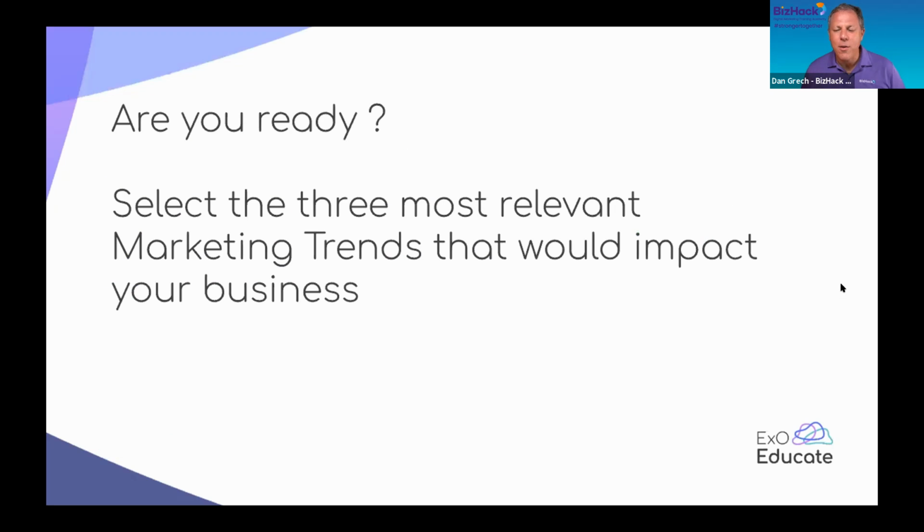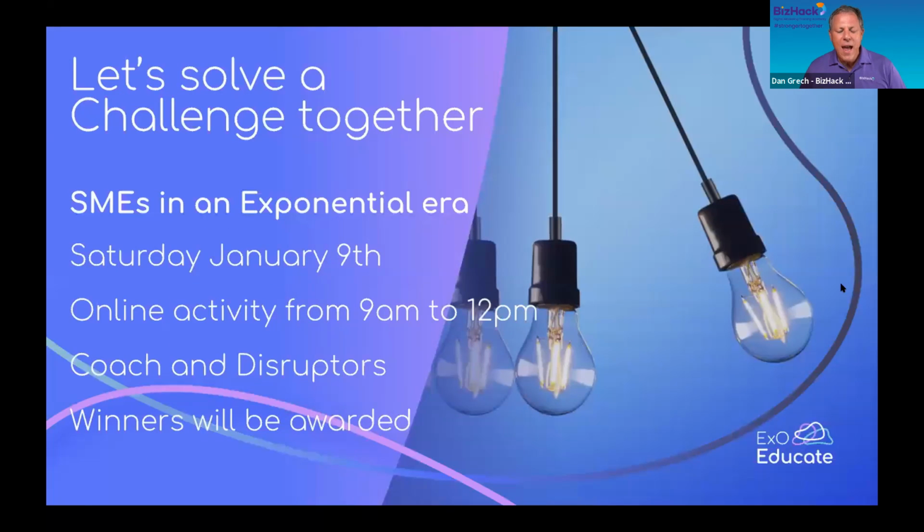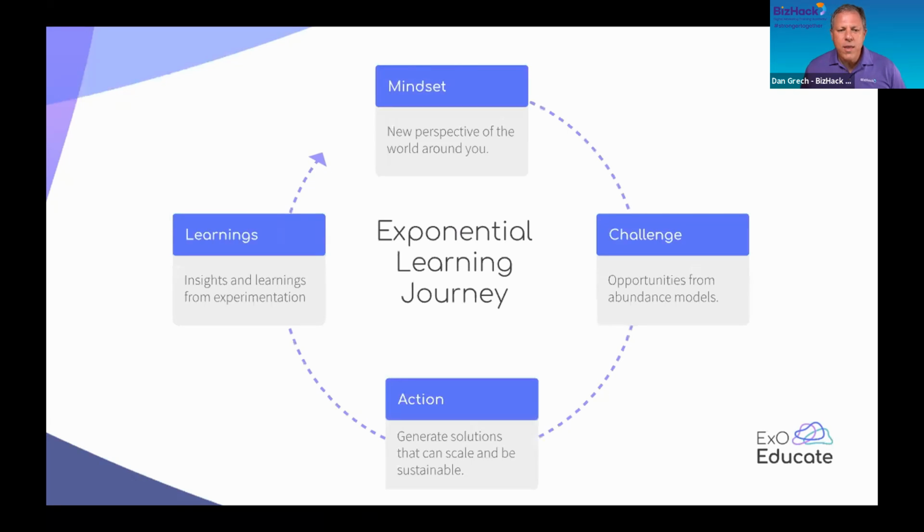And all right, so those are the principles. And then if you go back one slide, so the exponential learning journey is about mindset, challenge, action, and learnings. And I love that you have mindset in there, because I like to say when it comes to BizHack and digital marketing, there really are two things that we're working on. We're working on skill set and we're working on mindset. And I actually think skill set is easier to learn than mindset.